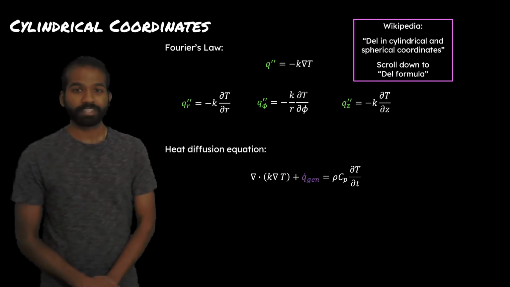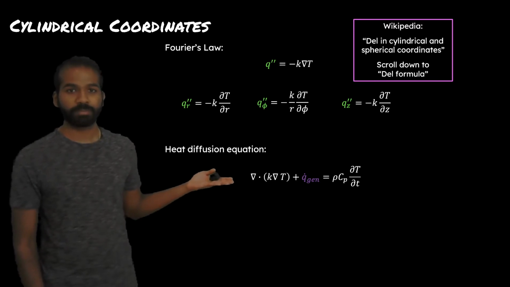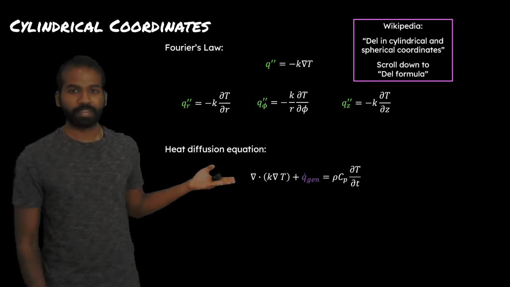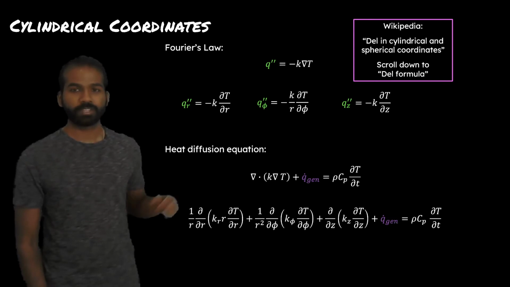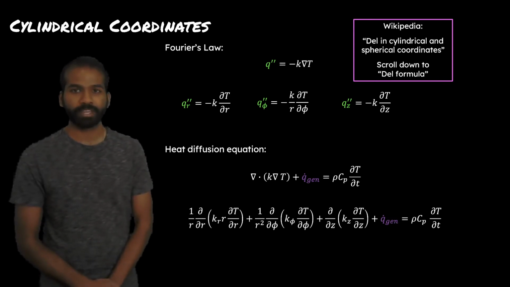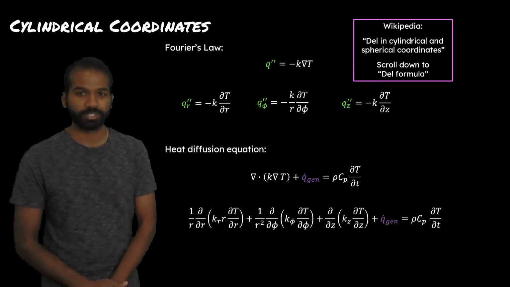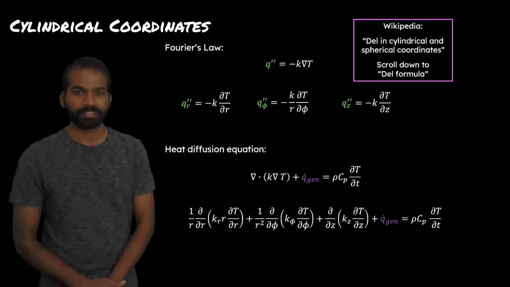We can do the same thing for the heat diffusion equation. We have first the very general statement of the heat diffusion equation, and we can take this now and, using what is shown on Wikipedia, this page on del in cylindrical and spherical coordinates, expand this out so that we can see all the nuances of the cylindrical situation with clarity.